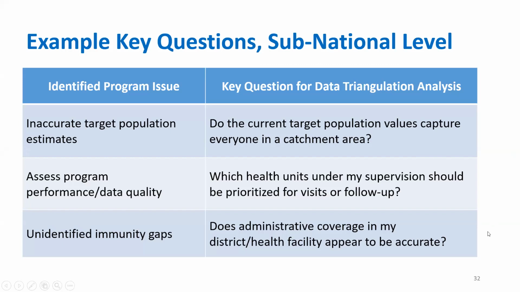Moving on to example key questions at the subnational level, if we have identified inaccurate target population estimates as a program issue, we could ask, do the current target population values capture everyone in a catchment area? If the issue is assessing program performance and data quality, we can ask which health units under my supervision should be prioritized for visits or follow-ups. And if there are unidentified immunity gaps, we can ask, does administrative coverage in my district or health facility appear to be accurate?